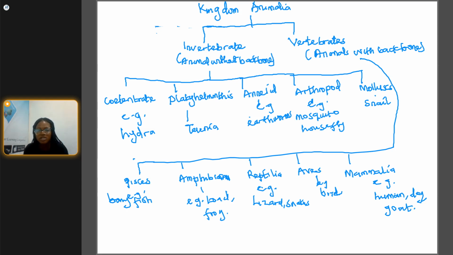These are the classes under vertebrate. You can see that they both have five different classes. For the invertebrate, you have five classes, which I call CPA square M. The C stands for coelenterate, P for platyhelminthes, A, the first A for annelid, the second A for arthropod, and the M for mollusks. Those are the major 5 classes under invertebrates. And coming to the vertebrates, we have the Pisces, amphibian, reptiles, we have the Aves, and we have the Mammalia. So these are the major classes under kingdom Animalia.